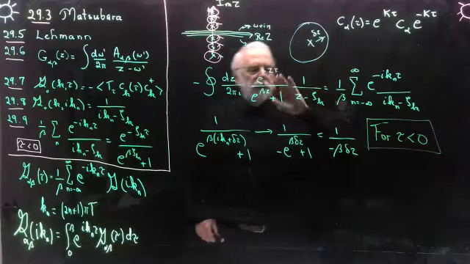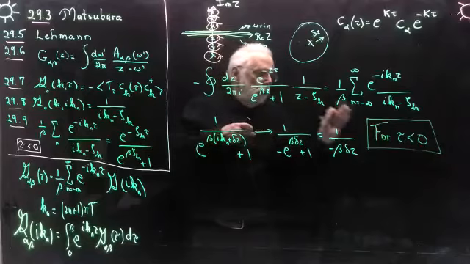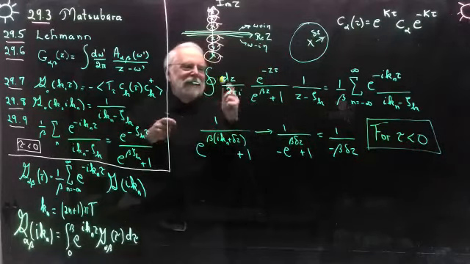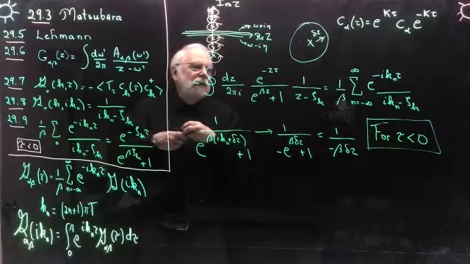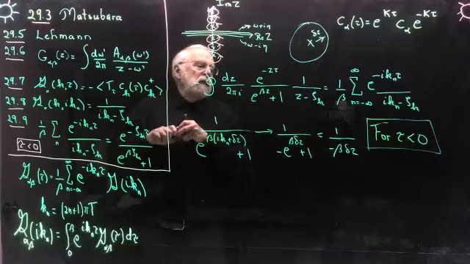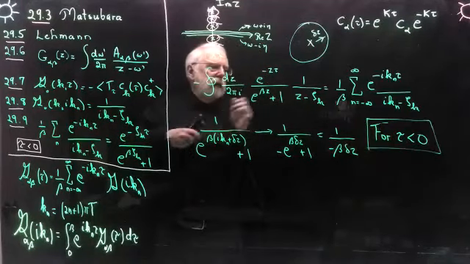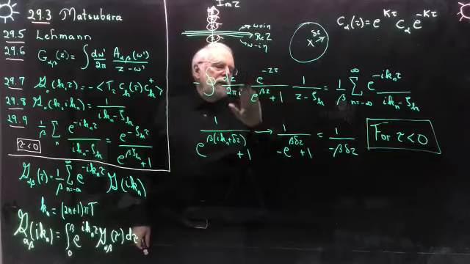Well, actually, it's valid in any case, but we will use it for tau less than 0. What we're going to do now is valid only for tau less than 0. Okay. So if tau is less than 0, look at this factor here.